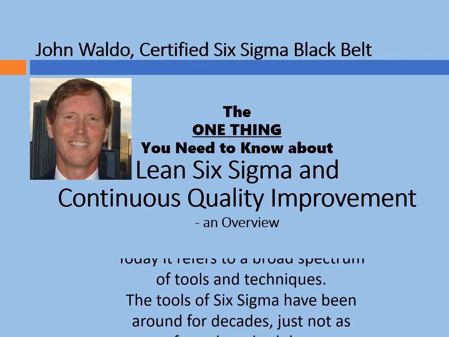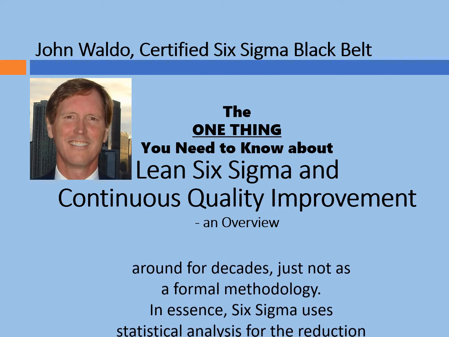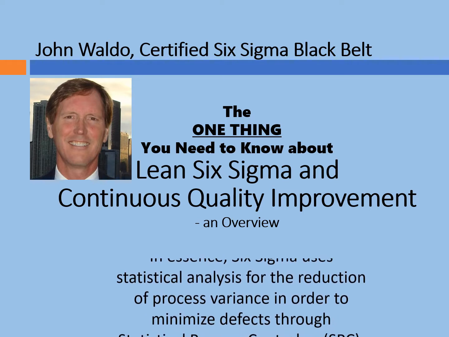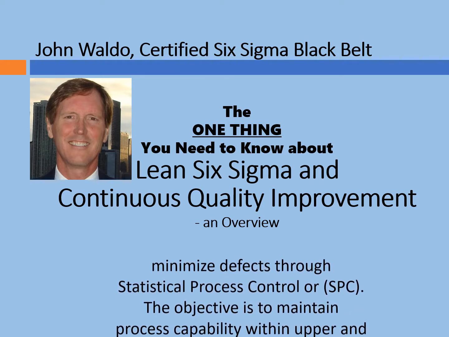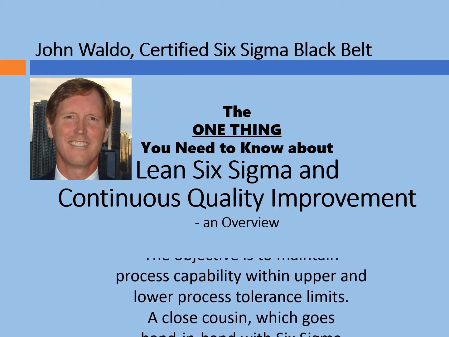The tools of Six Sigma have been around for decades, just not as a formal methodology. In essence, Six Sigma uses statistical analysis for the reduction of process variance in order to minimize defects through statistical process control, or SPC. The objective is to maintain process capability within upper and lower process tolerance limits.